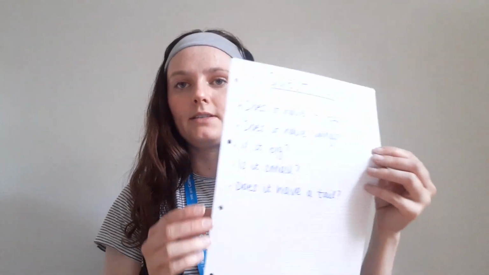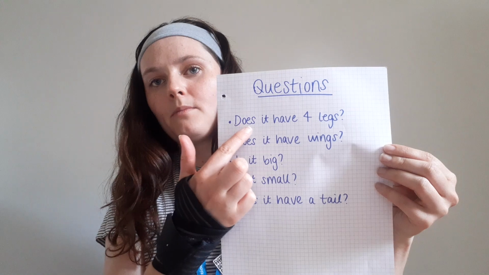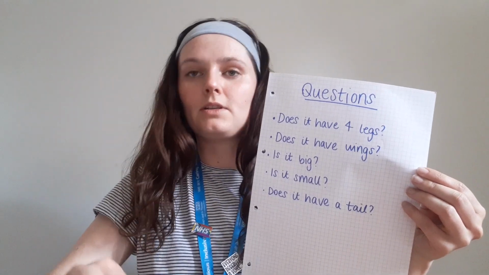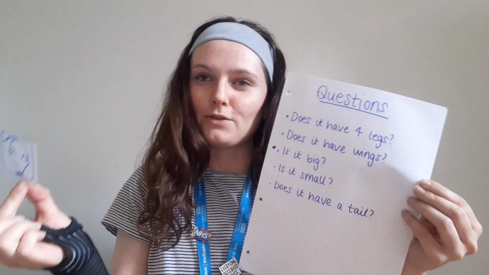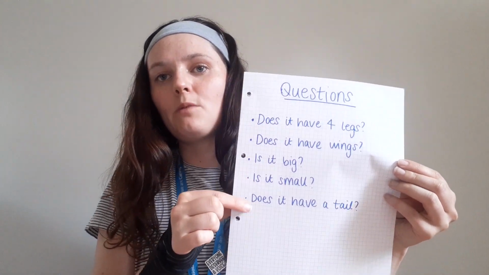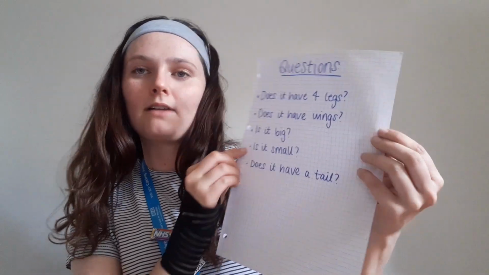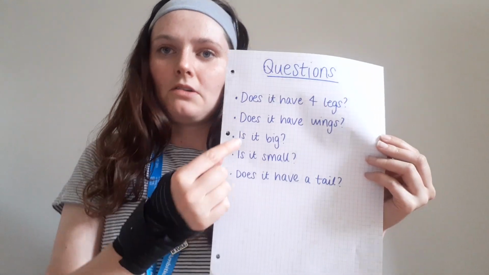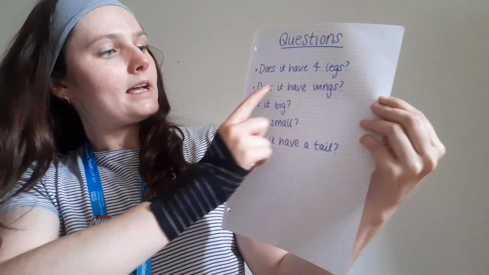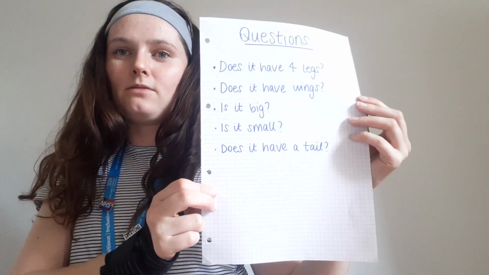I've also written down, what's quite useful is to have some question prompts. So when you're playing the game, you're essentially guessing an animal that's on your head. And just having some question prompts can help your child if they're not quite sure about what to ask. You can have questions written down that are relevant to the animals that you're using. So I've written down, does it have 4 legs? Does it have wings? Is it big? Is it small? Does it have a tail?